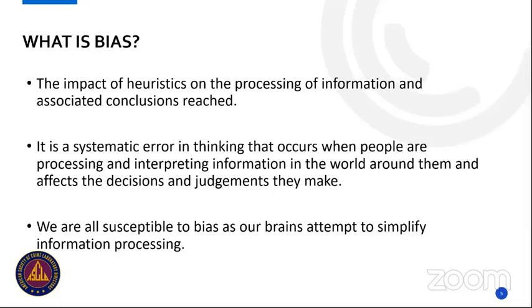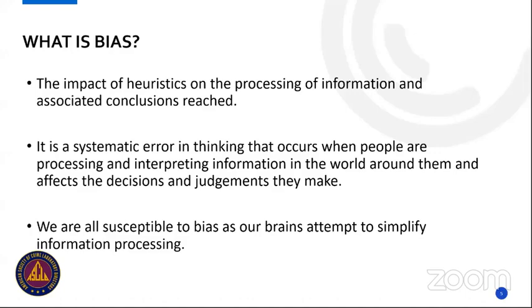And one of those things is understanding that bias occurs regardless of what we necessarily think bias is, because it's a function and a consequence of the way that our brains process information. And it's the impact of heuristics on the processing of information and associated conclusions reached.